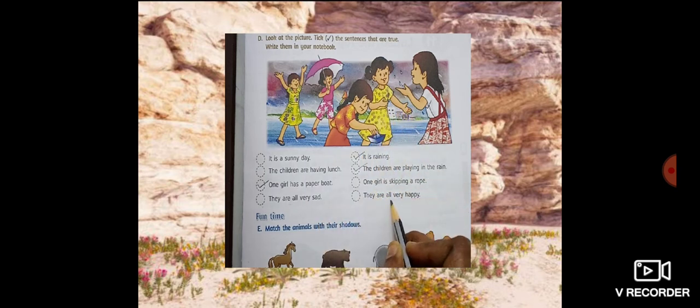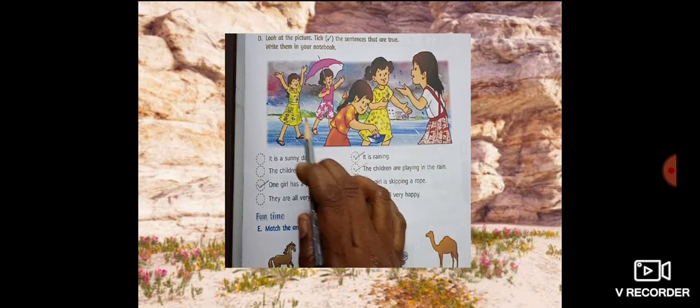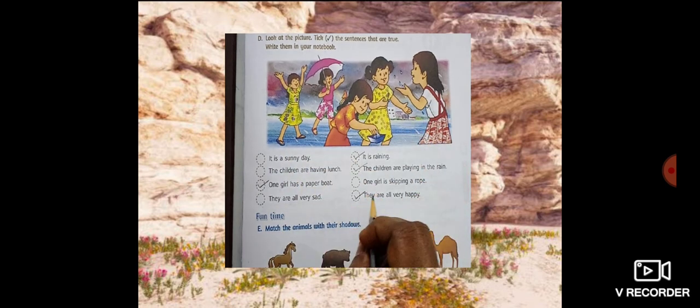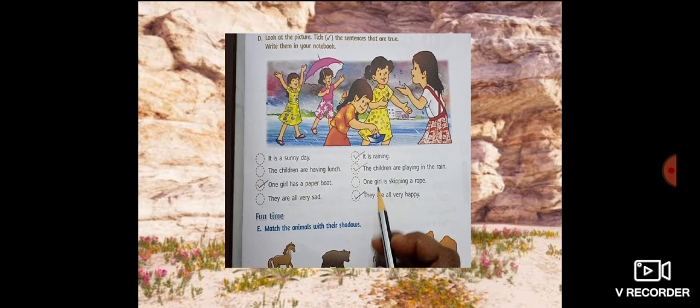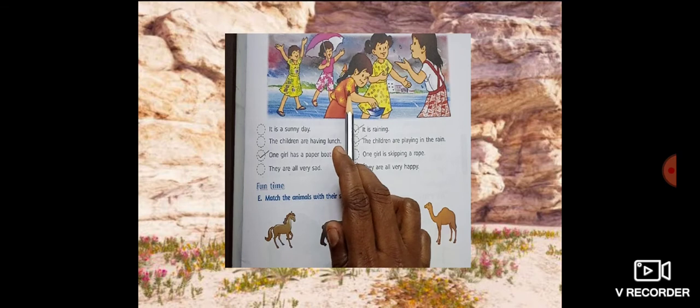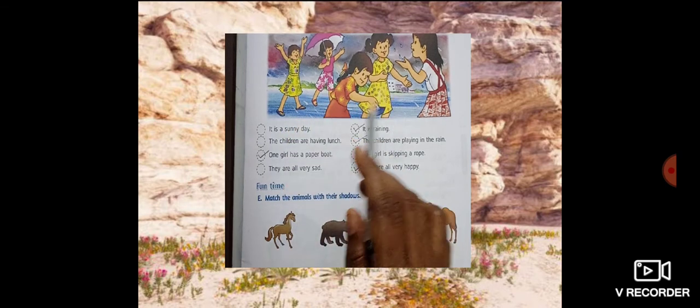Next. They are all very happy. Are they happy here? Yes, everybody is happy. So put a tick over here. So only 4 sentences are true. Okay? Out of 8 sentences, only 4 sentences are true. Okay? That's all about this. You have to look at the picture and tick the true sentences.